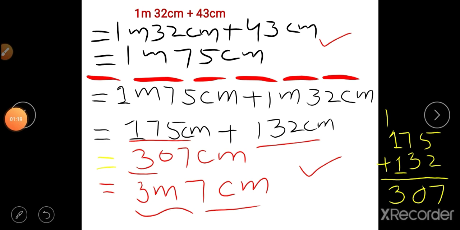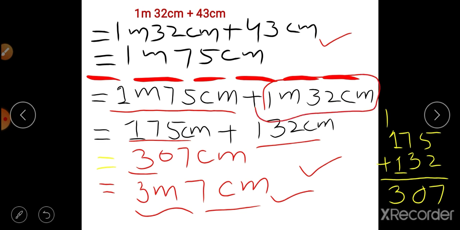For checking, you have to subtract 1 meter 75 centimeters from 3 meters and 7 centimeters. If you subtract and you get this value, it means that your answer is correct.